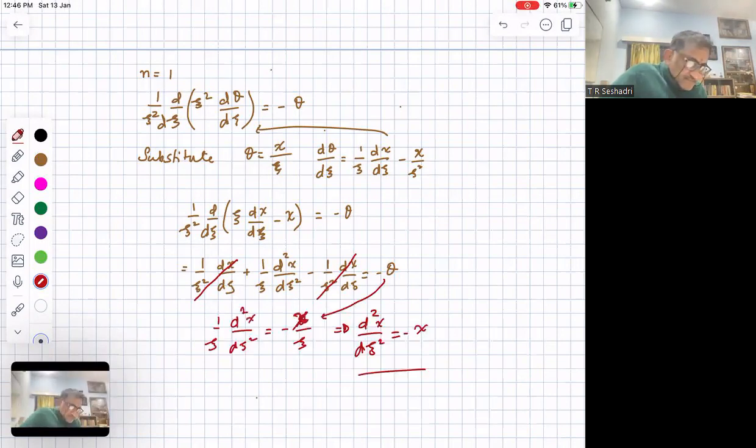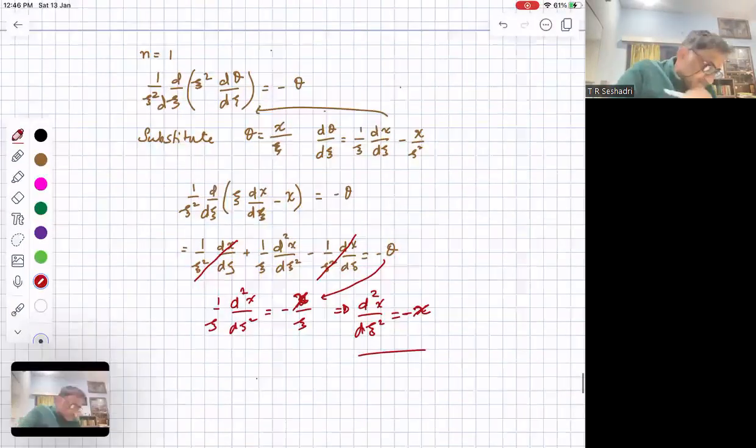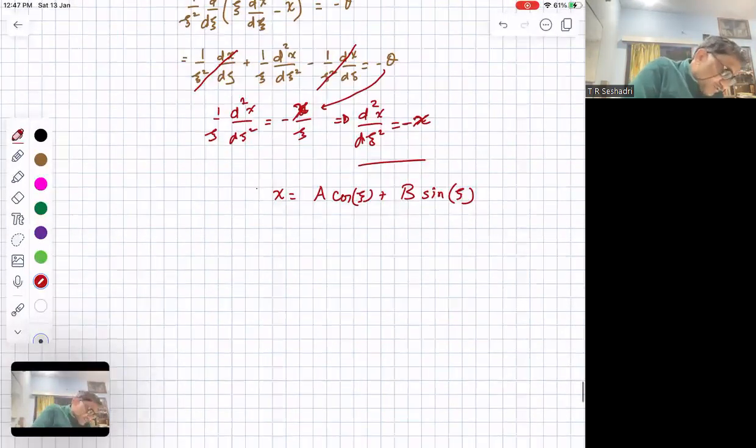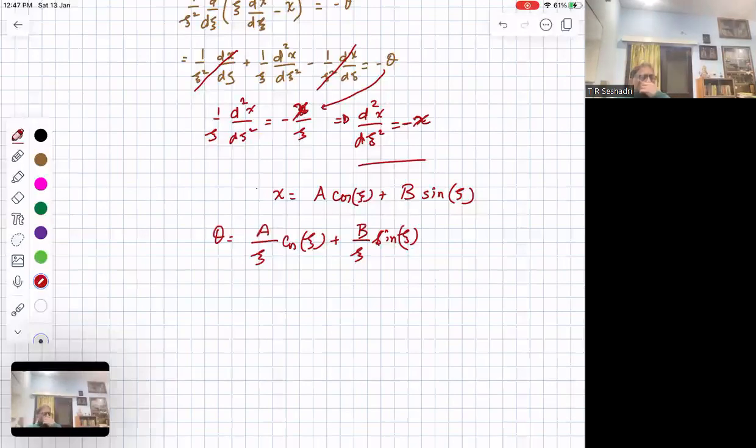This is the dream equation for all theoretical physicists, simple harmonic motion. And so I have chi equal to A cos xi plus B sin xi. And so theta is equal to A by xi cos xi plus B by xi sin xi. And now I need to solve for these. And once again, I appeal to my central conditions.